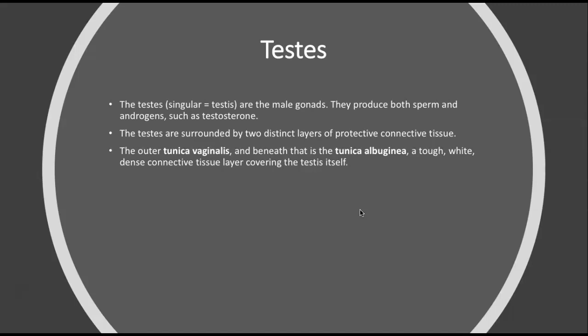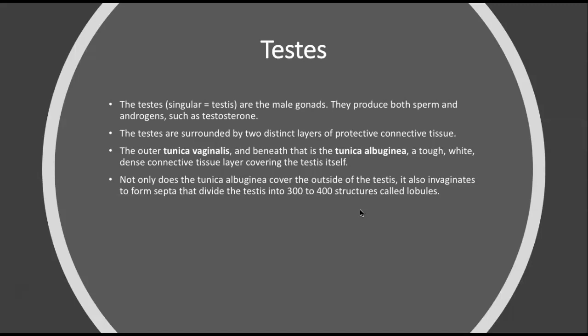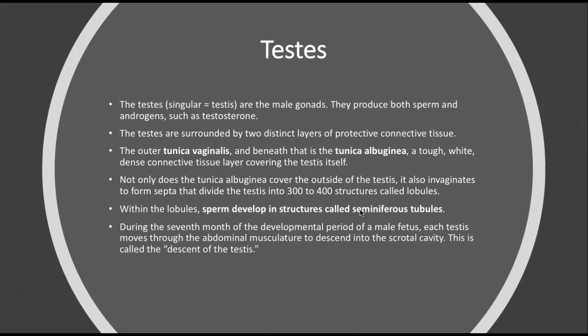covering the testes itself. Not only does the tunica albuginea cover the outside of the testes, but it also invaginates to form septa that divide the testes into 300 to 400 structures called lobules. Within the lobules, sperm develop in the structures that are called the seminiferous tubules. So just bolded it right there for you. Sperm cells develop in structures called seminiferous tubules.